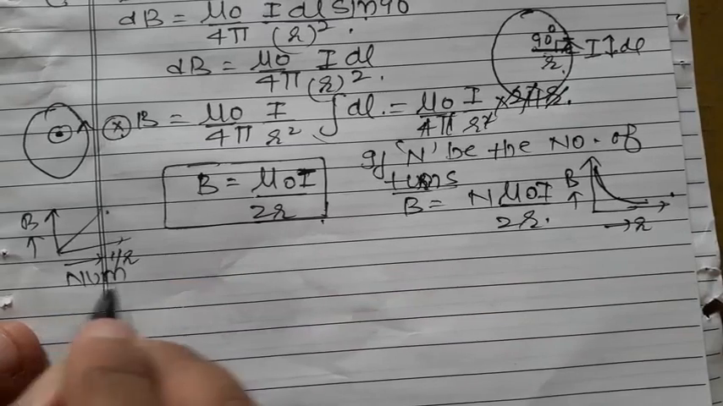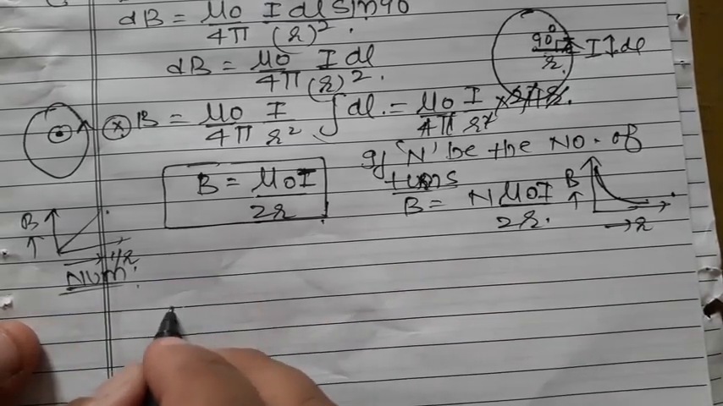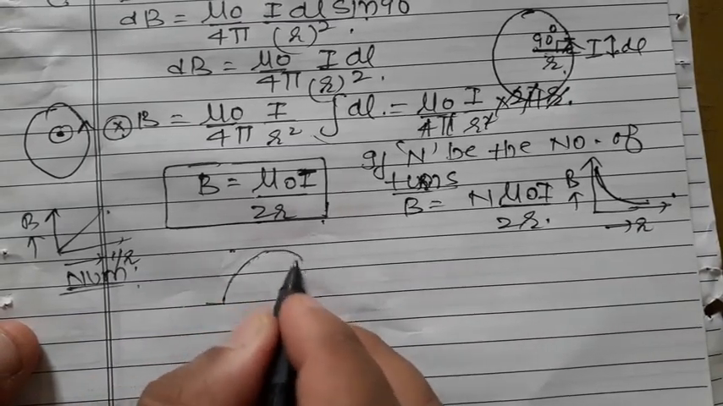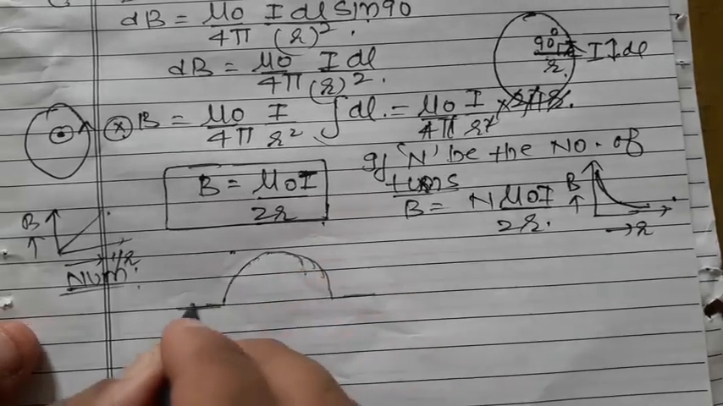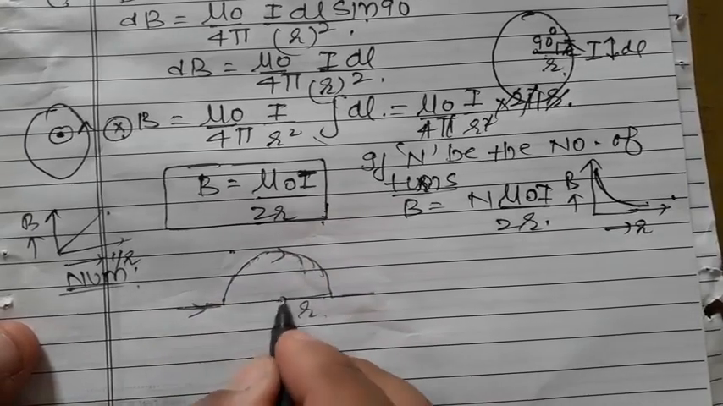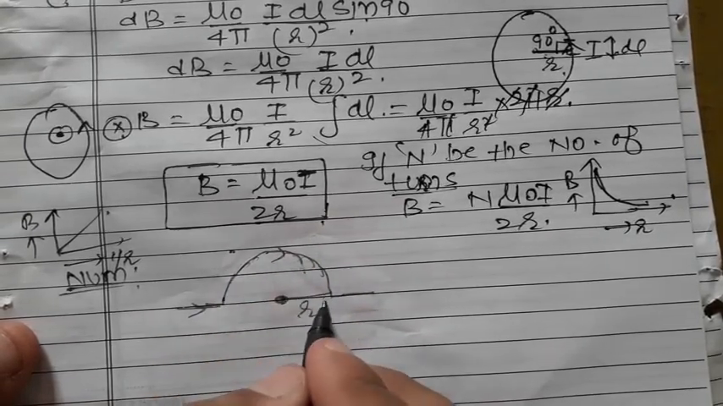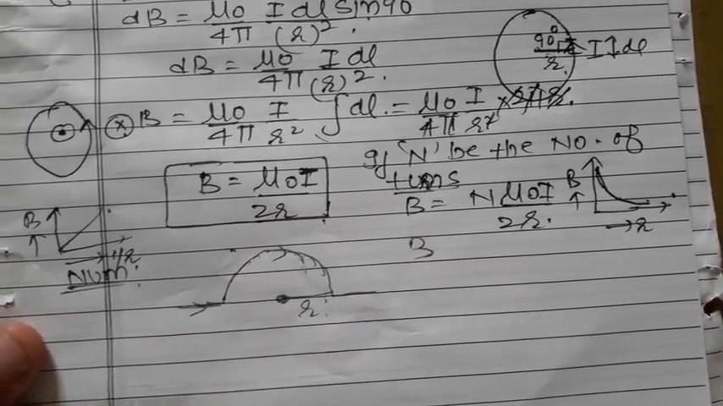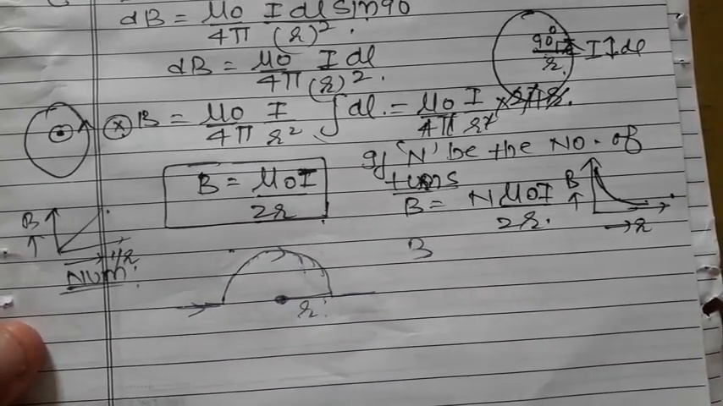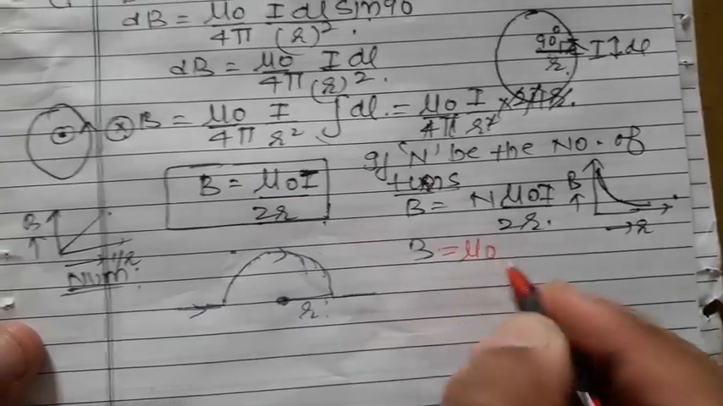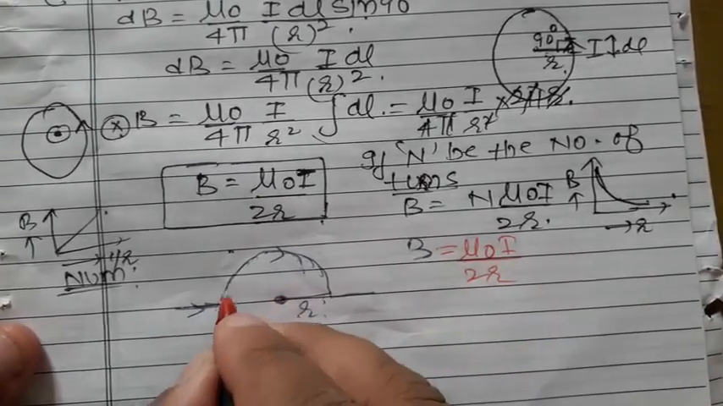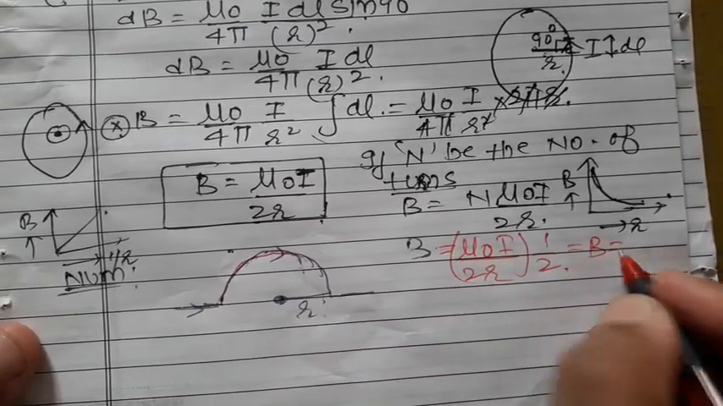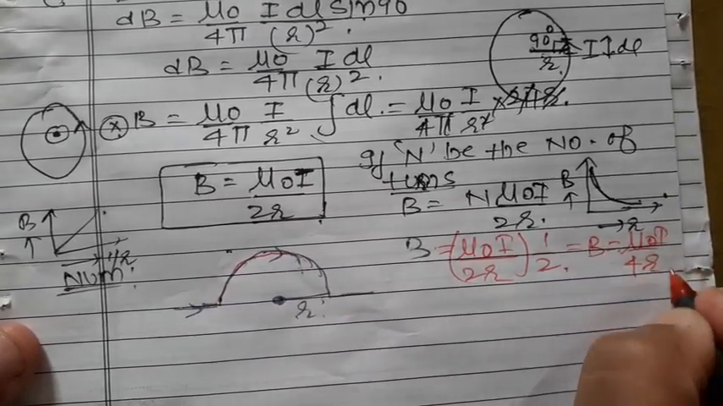Okay, let us do some numericals based on this. The numerical is a very simple one. I want to find the magnetic field due to this at this point. What is this? This is a semicircular arc. I know the formula of magnetic field due to this. The formula was B is equal to mu naught I upon 2r, but it is a semicircular arc, so divided by 2, so the magnetic field will be equal to mu naught I upon 4r.